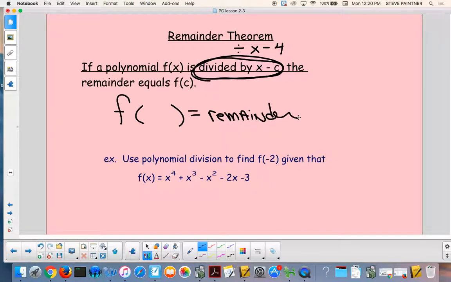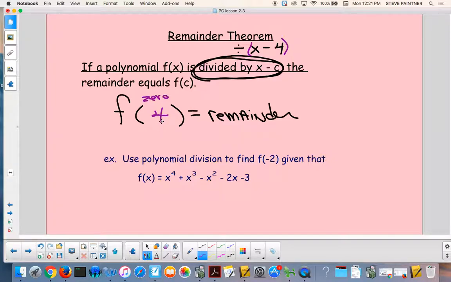Okay, so what's going to go in here? F of 4. You got it. Good job. Really, think of it as the 0. What's the 0 out of this divisor? 4. And that's what they're telling you. Okay, that's what the remainder theorem says.